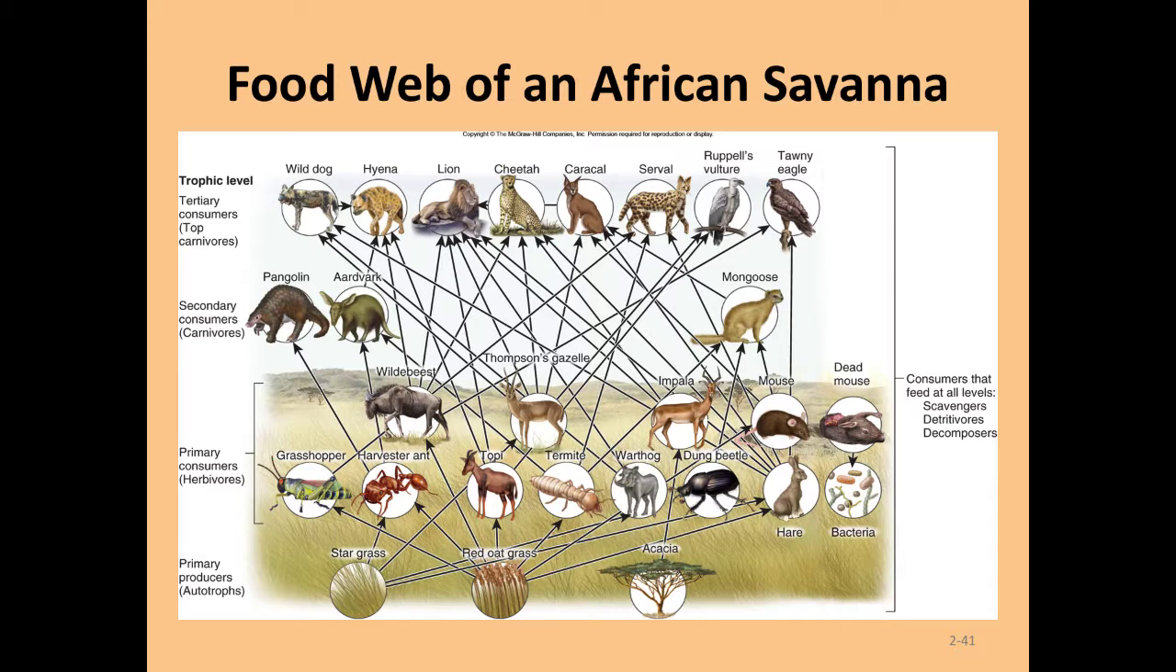But then you have the top consumer, the top of the food chain, which are usually the meat eaters. Things like lions, cheetahs, hyenas. These are all the top of their food chain. And of course, you could say that we, the human beings, are probably at the very top of the food chain.